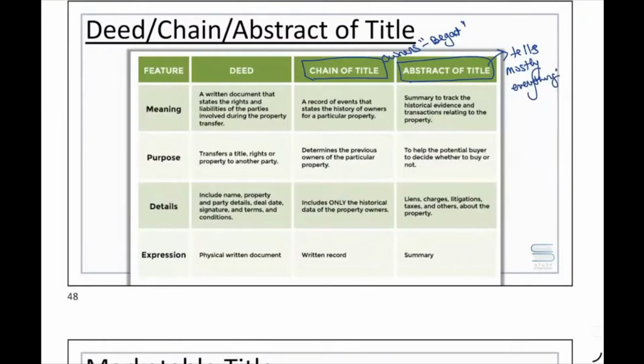Anything related to that property, you would find, oh, there was a lien, and then they paid off the lien, and they were good for a while, and oh, here comes another lien, and then they paid that off, and then oh my gosh, if you want to see all the dirty details, that's the abstract of title. If you just want to see its pedigree, and this person begat this person, and this person begat that person, that would be your chain of title.